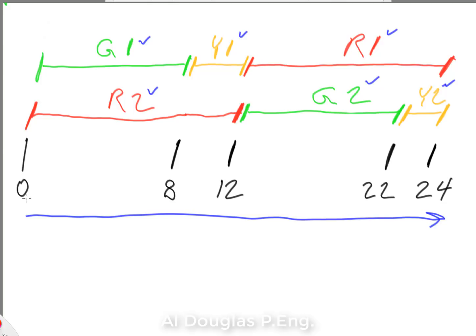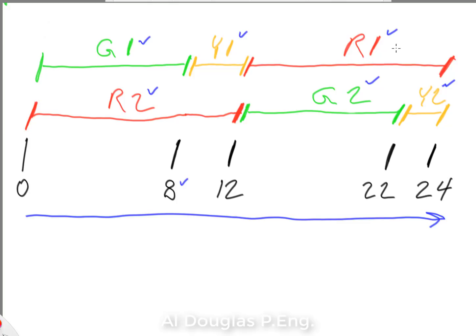So starting at time 0, going forward, for the first 8 seconds, green light number 1 is going to be on. Then after 8 seconds, between 8 and 12 seconds, this next little 4-second interval, yellow light 1 comes on. And then for the next 12 seconds, from 12 until 24, red light 1 is on.